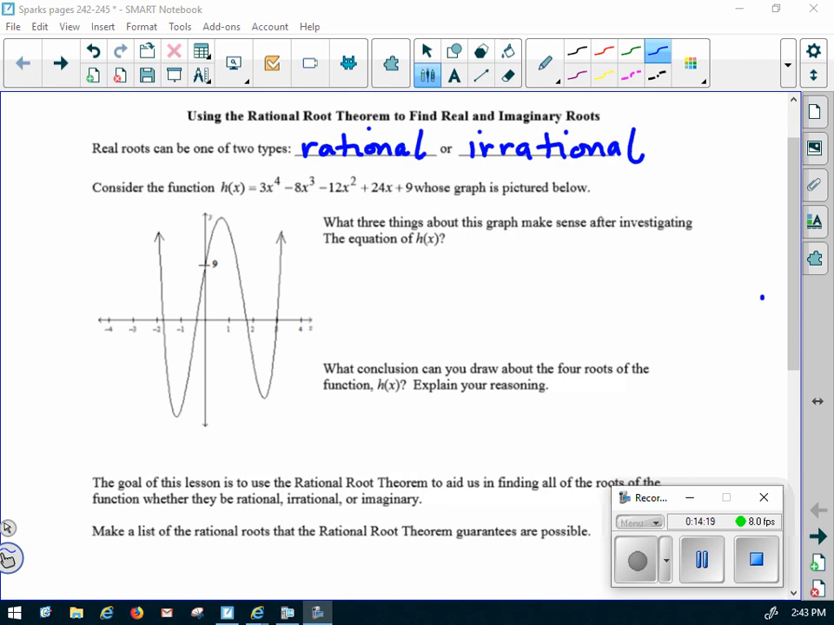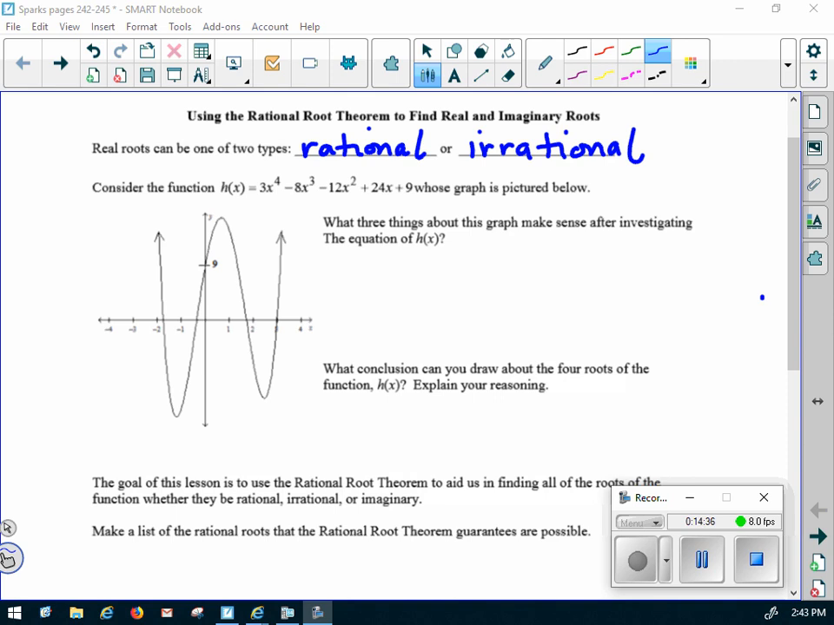Okay, what about the end behavior? Up on both sides. Why do you expect that? Even degree and positive leading coefficient. Good. Can you find one more thing?